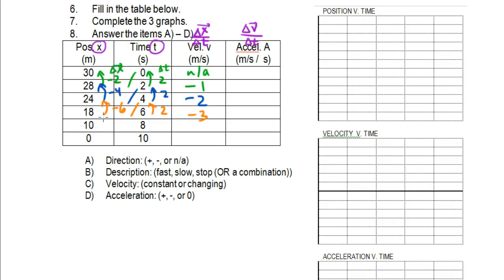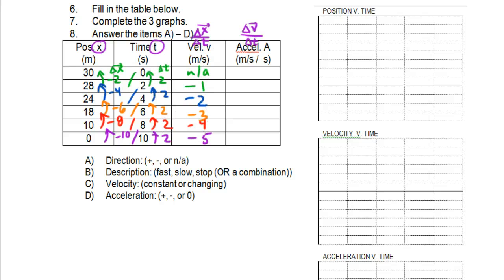Let's go red. This will be a negative 8 divided by 2 seconds. It's a negative 4. And then finally, we have a negative 10 divided by 2 seconds. And then this is a negative 5. So you see a negative 1, negative 2, negative 3, negative 4, negative 5. Your velocity is changing. It's increasing. It's getting faster over that 10-second period.